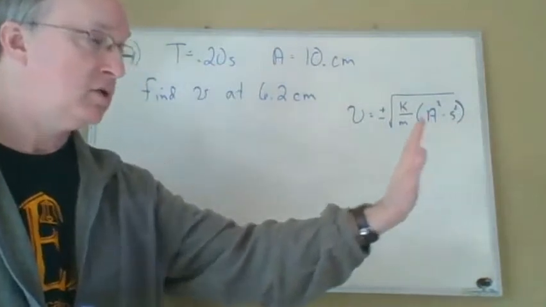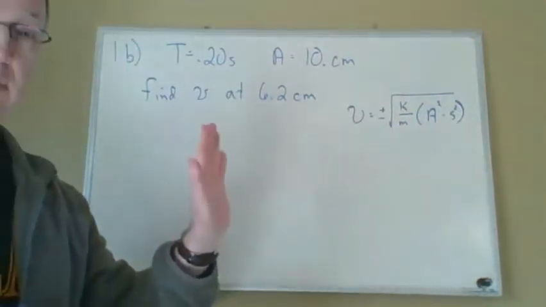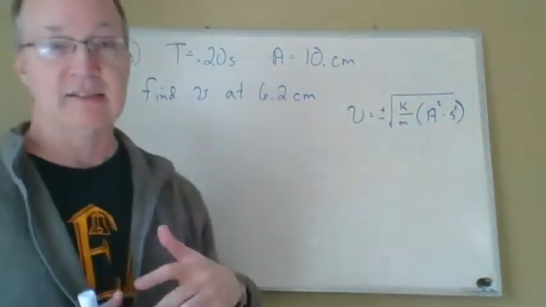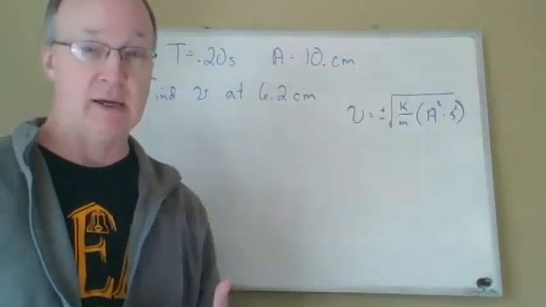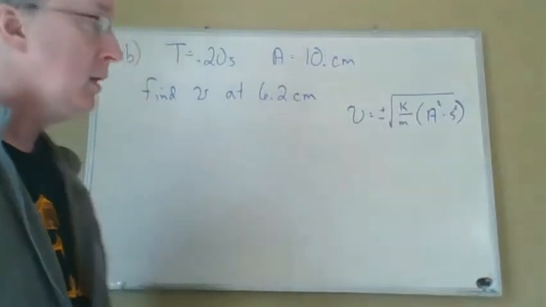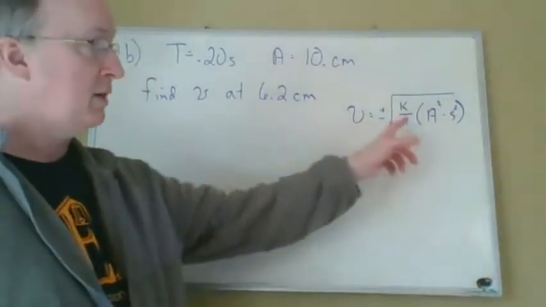So it's begun to move from the amplitude towards equilibrium, but it hasn't even moved halfway yet. Okay, so it's not even halfway to equilibrium. So a couple of things we need to do. First, we need to know the equation.